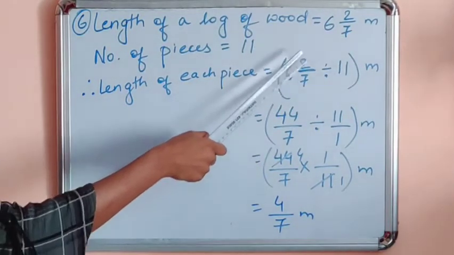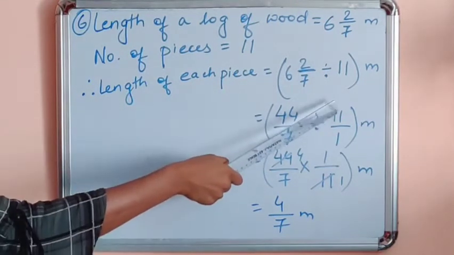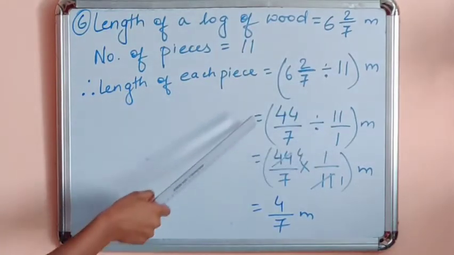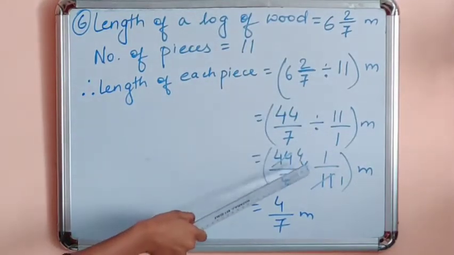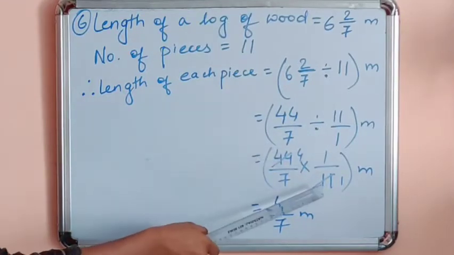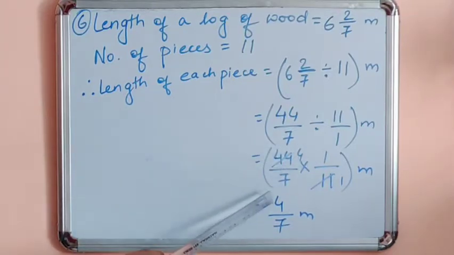Now 6 by 7 is equal to 44 by 7 divided by 11. 11 can be written as 11 by 1. So 44 by 7 into 1 by 11. Now you can see 11 and 44 can be reduced. 11 1s are 11, 11 4s are 44. So 4 into 1 is 4 and 7 into 1 is 7. So the length of each piece of wood is 4 by 7 meter.